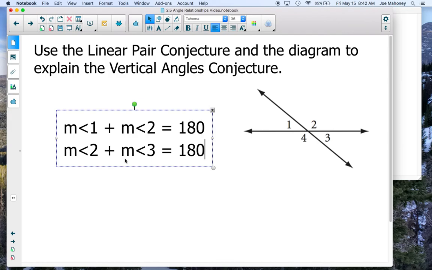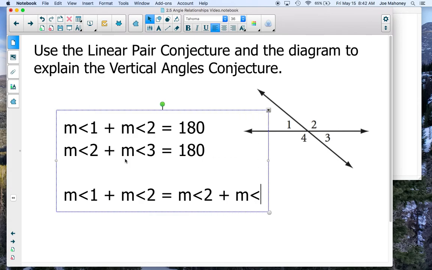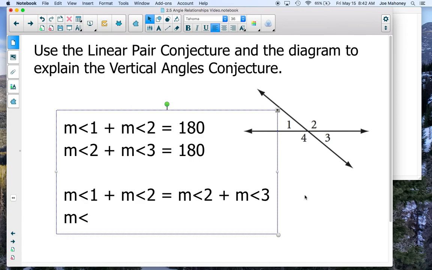Now, let's use a little bit of algebra. Oh, no, not algebra. Yes, some algebra. Algebra is helpful in this case because I have two angle sums of 180. What that's going to mean is that the measure of angle 1 plus the measure of angle 2 is actually equal to the other angle sum, the measure of angle 2 plus the measure of angle 3. Now, do you notice that the measure of angle 2 is on both sides? So that kind of means that they cancel each other out. So that leaves us with the measure of angle 1 is equal to the measure of angle 3, which is kind of what our vertical angle conjecture says.